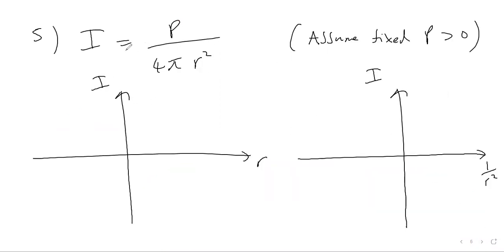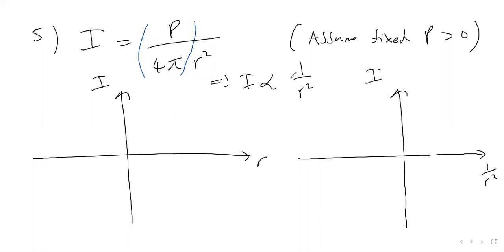Now, how about this one? This formula here, intensity equals power over 4 pi r squared. Again, you don't need to know these formulas. These are physics formulas, but I guess they could come up because they are applications of maths. So this tells us that I is proportional to 1 over r squared, and we've got this constant of proportionality, p over 4 pi. Again, we'll just assume that p is bigger than 0.